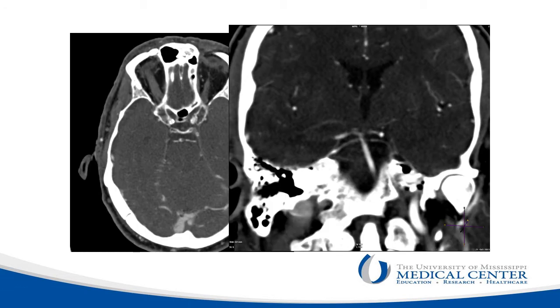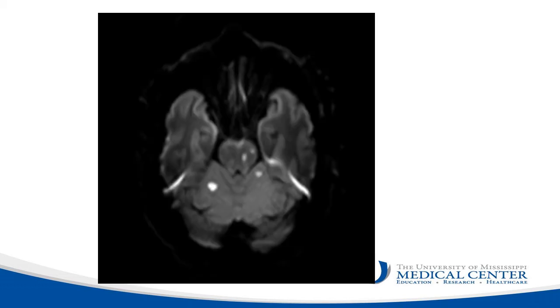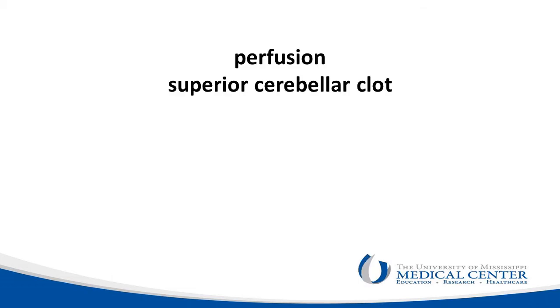On the CTA, we can see that there is a small thrombus of the basilar artery in the region of the left superior cerebellar artery. On MR, we can see that there were infarcts, and that is abnormal perfusion from that superior cerebellar clot.